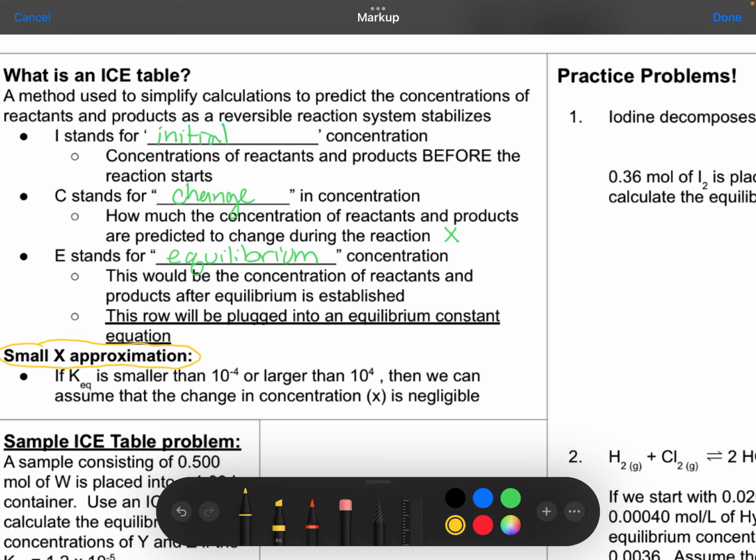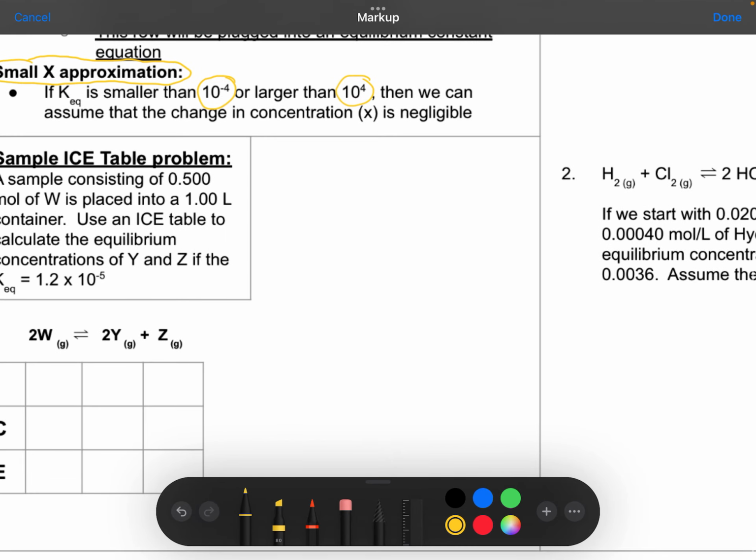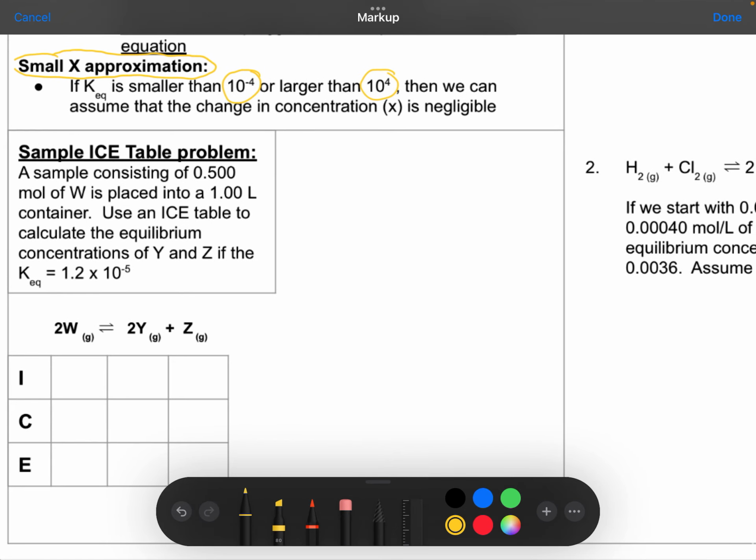So to make our lives a little bit easier, if our Keq value is smaller than 10 to the negative 4, so if it's a really tiny value, or it's a really big value, bigger than 10 to the 4th power, then what we do is we assume that the change in concentration from reactants to products is negligible, which means that we can ignore it in certain situations, and I'll explain that as we come to it. So moving down first, we're going to do a practice ICE table problem together. And then I'll go over a couple of examples.